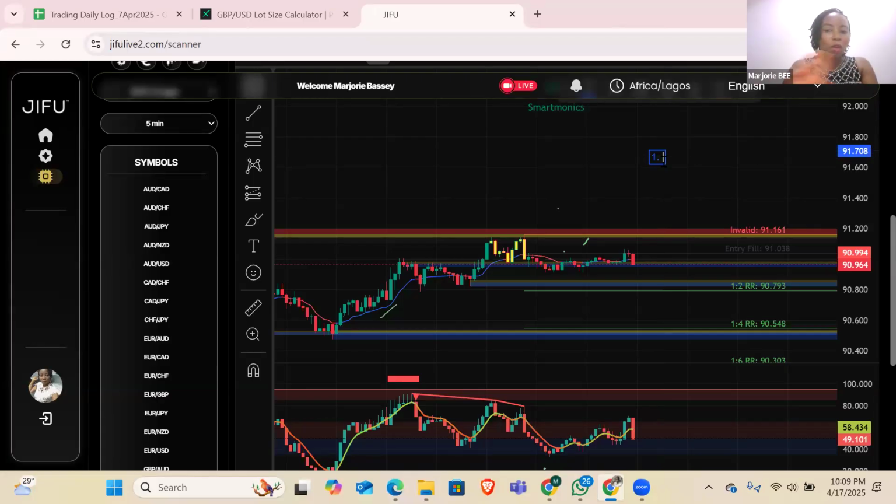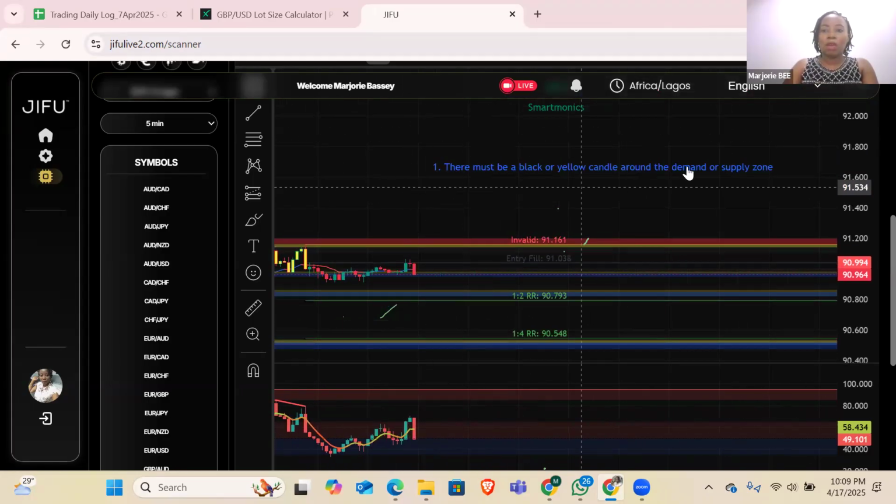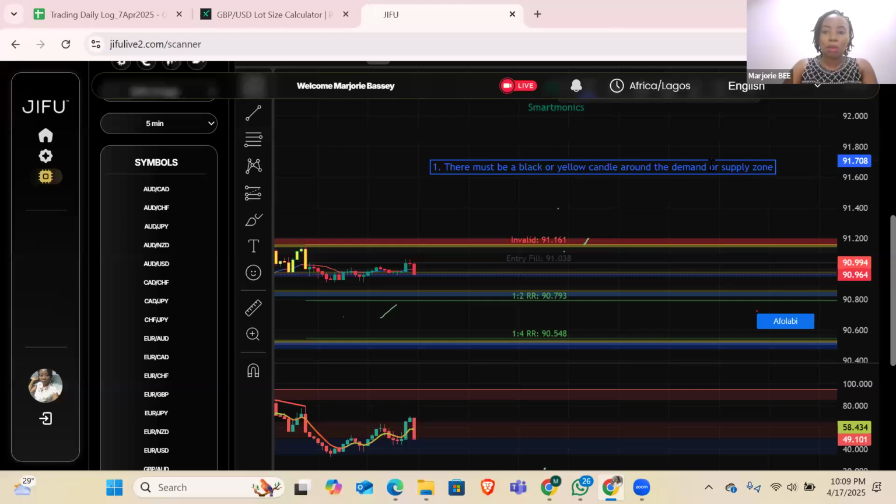So the first thing that you look out for here is your black candle or yellow candle. Already they must have called out the trade idea, and then there must be a black or yellow candle. I've shown you the black and yellow candle in the two different trade ideas. Black and yellow candle around the demand or supply zone. Let me put it there: demand zone.